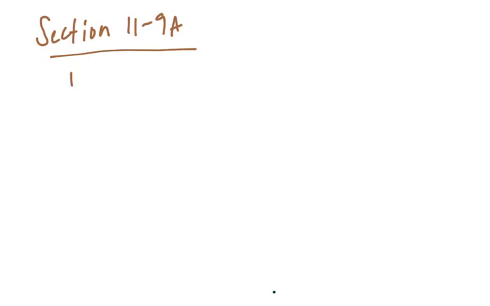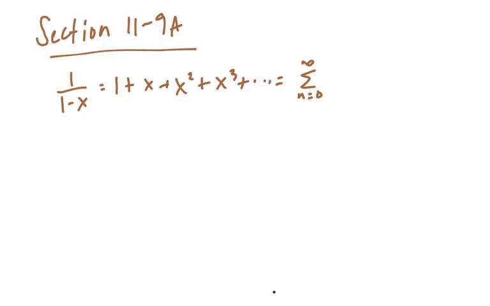So let's start off with 1 over 1 minus x. And we know that when we look at this, we have 1 plus x plus x squared plus x to the third, and so forth. And we call this the sum from n equals 0 to infinity of x to the n, where the absolute value of x is less than 1. In the last section, we talked about the fact that this was geometric. And so if we have a equals 1 and r equals x, we can talk about convergence and divergence.